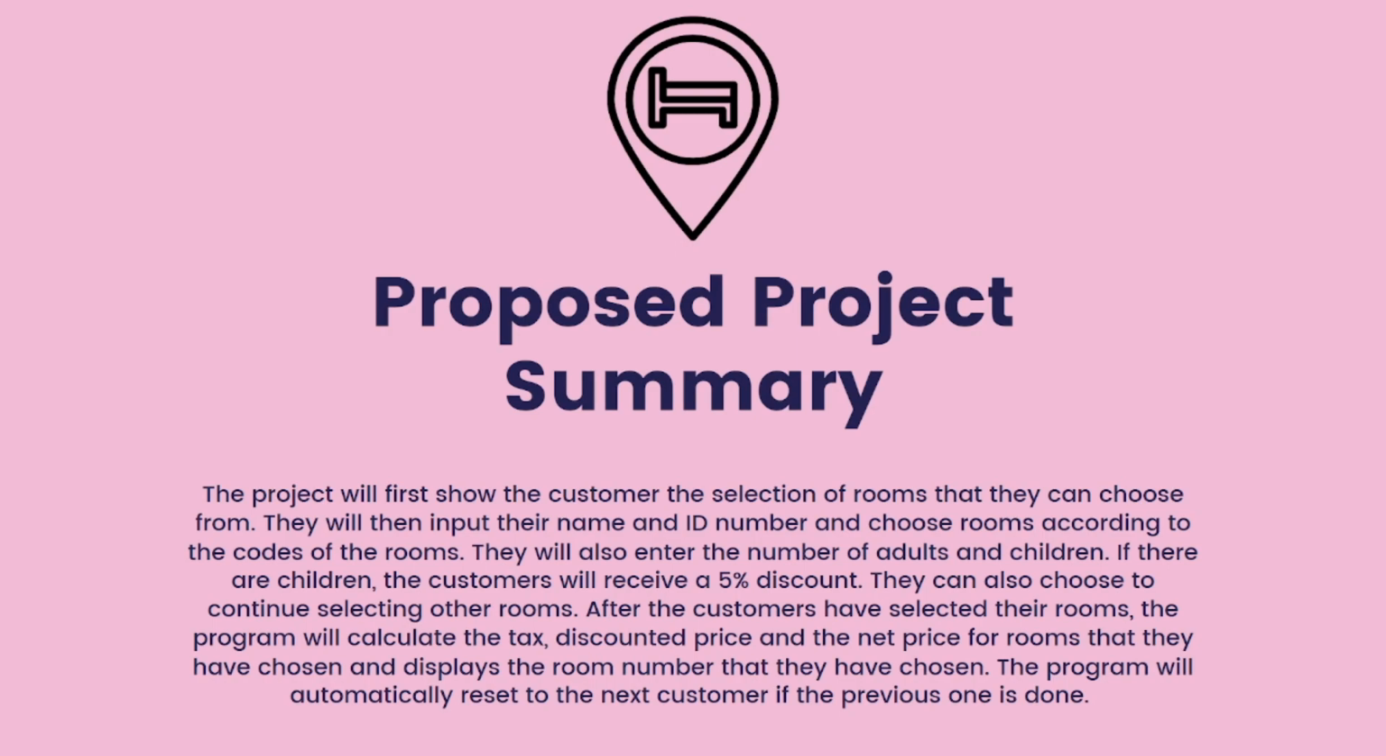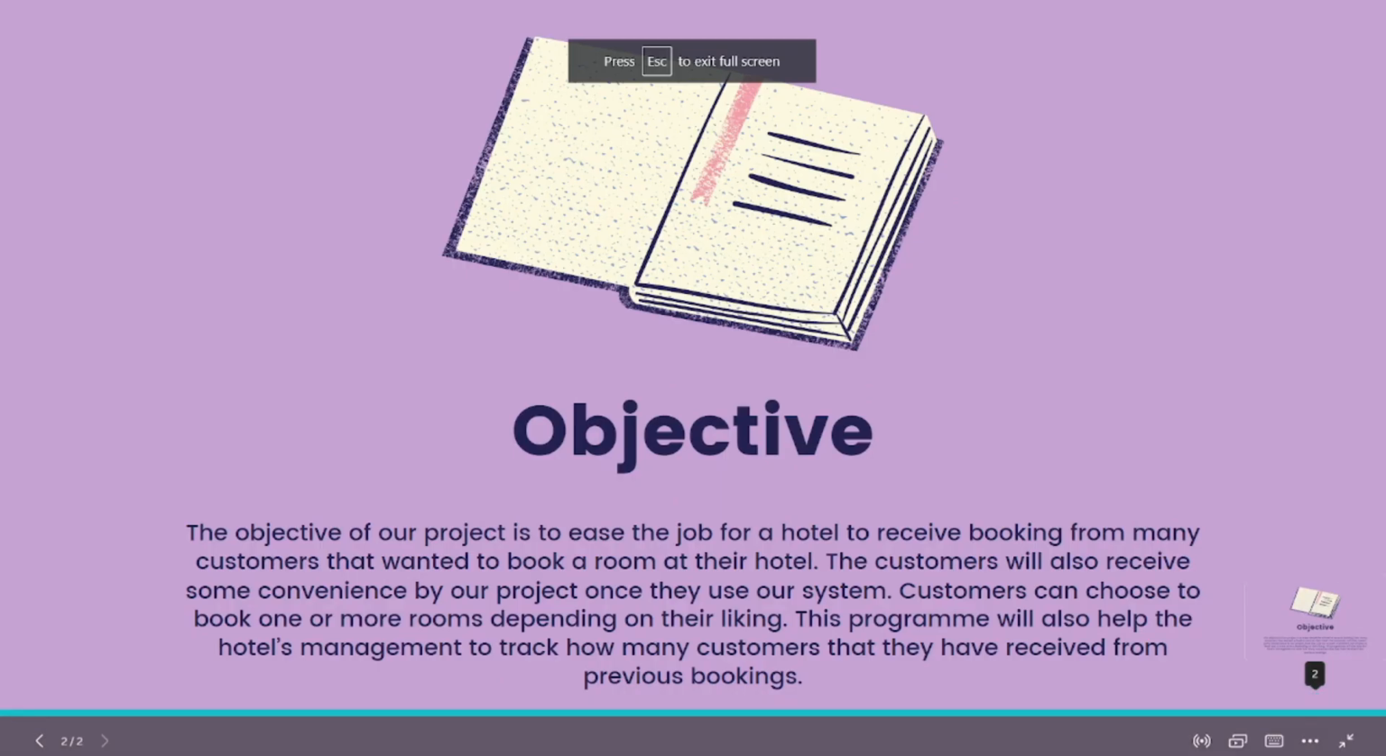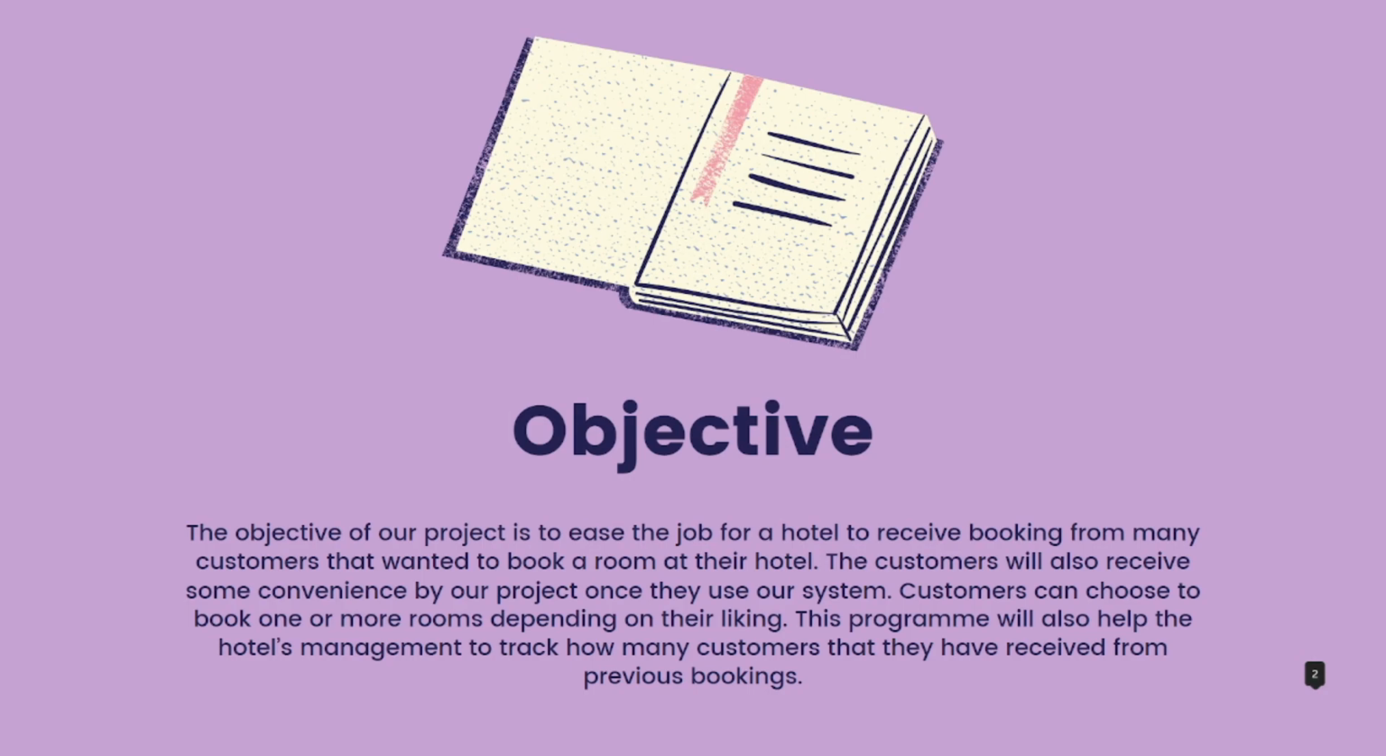They can also choose to continue selecting other rooms. After the customers have selected their rooms, the program will then calculate the tax, discounted price, and the net price for the rooms that they have chosen and display the room number that they have chosen. The program will automatically reset to the next customer if the previous one is done. Okay, next, let's move on to the objective of our program.